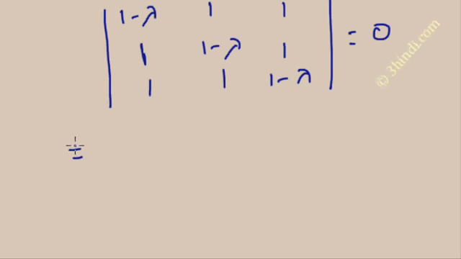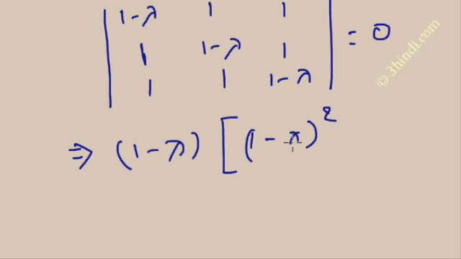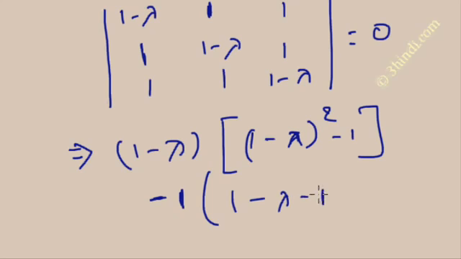So this means (1 minus lambda) into ((1 minus lambda) whole square minus 1), minus 1 into (reduce this and this, and my 1 minus lambda means 1 minus lambda minus 1), plus 1 into (1 minus this, means 1 minus 1 plus lambda) is equal to 0.